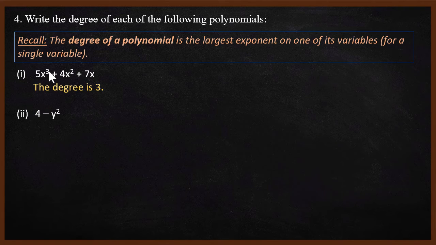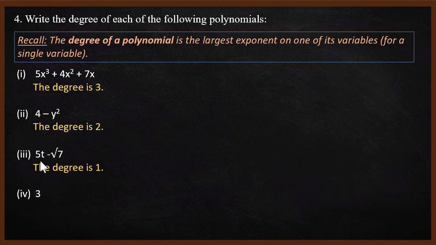Second one, in this case it is 2. Why? Because y square, right? So that's the largest exponent. In this case, what is it? 1, because t to the power 1. Last one, this is an interesting one. If it's just a constant, what is the degree? Now the 3 can be written as 3 multiplied by x to the power 0. Hence the degree is 0. So x to the power 0 is 1. That is why the degree is 0.